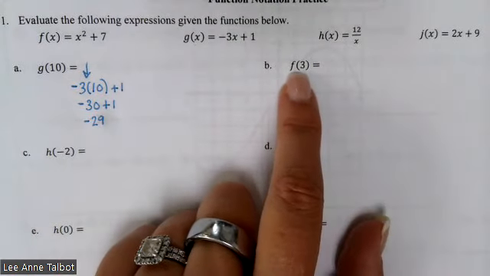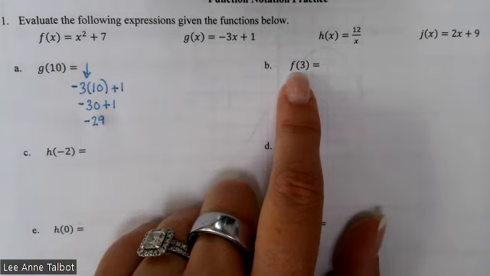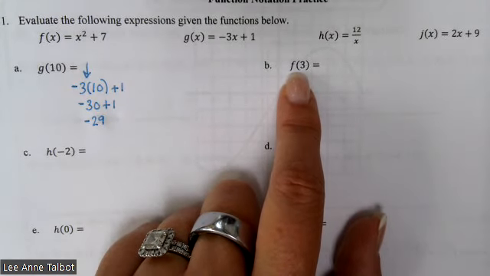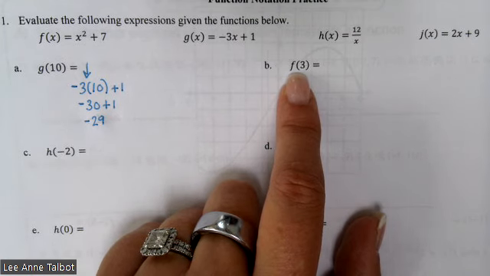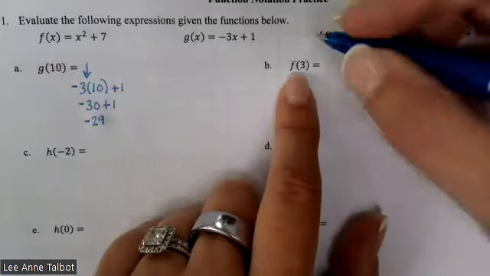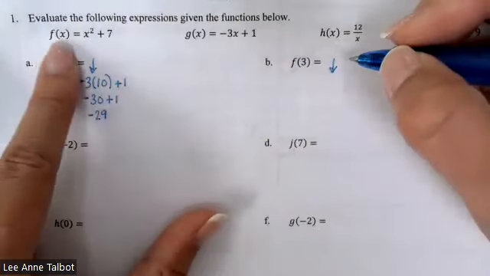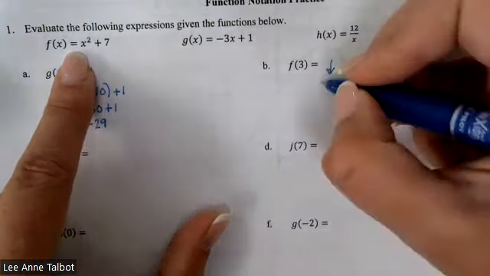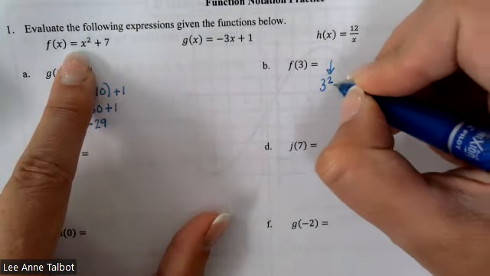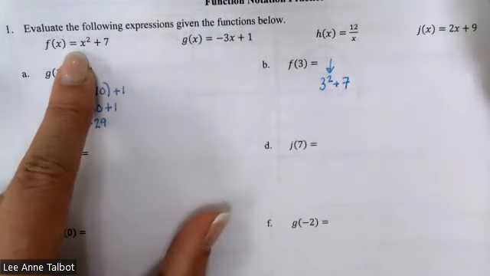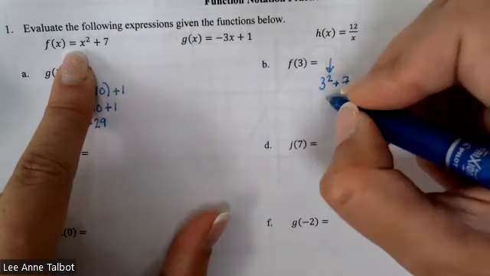All right, B. Which function should I choose for this one? F, right. Yep, Fred. And what should I input for X? 3. Beautiful. So here's Fred here. So 3 squared plus 7.